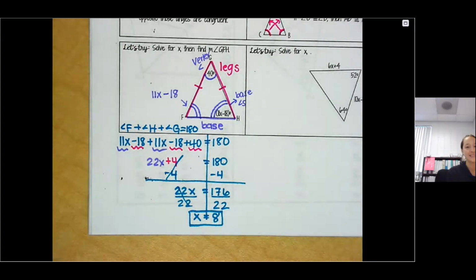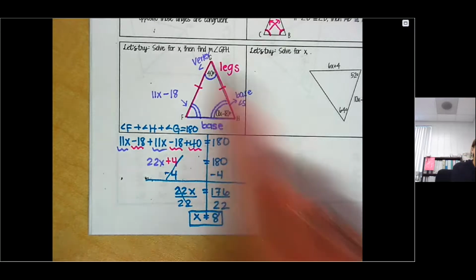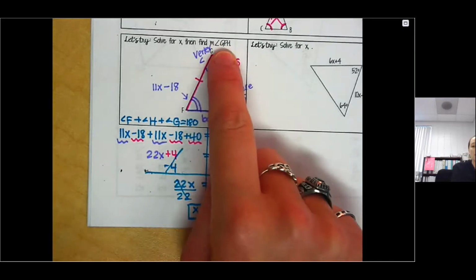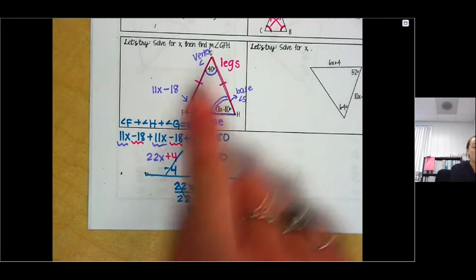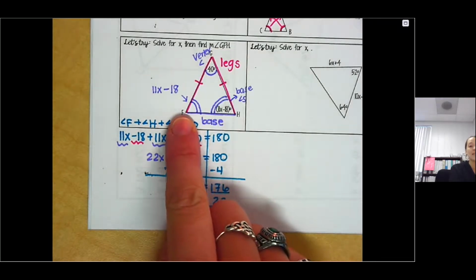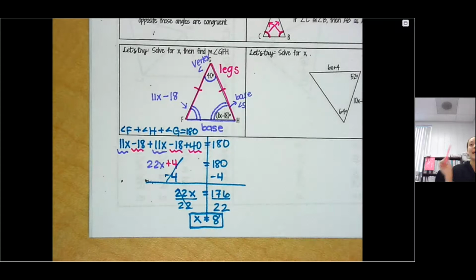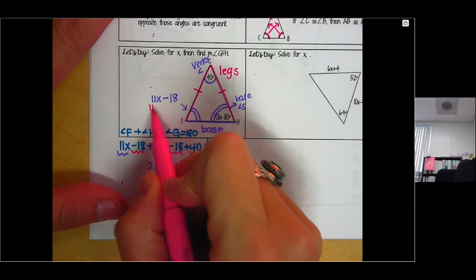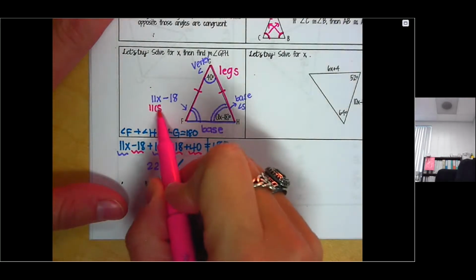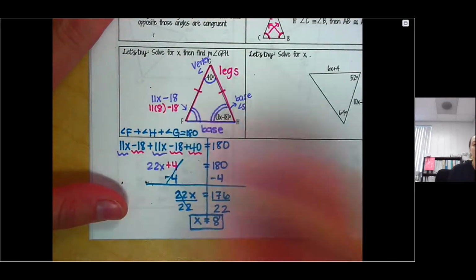For which one? Which equation? Or which piece? 11x minus 8. Good. So angle GFH is really just saying the one that's in the center. It's angle F. So angle F over here is 11x minus 18. I have to take my 8 and substitute it in for the x, right? I got to plug it in. So I have to do 11 times 8, which is 88, and subtract 18.